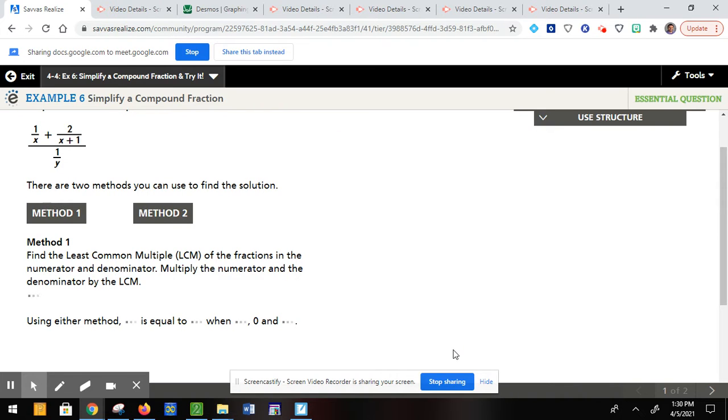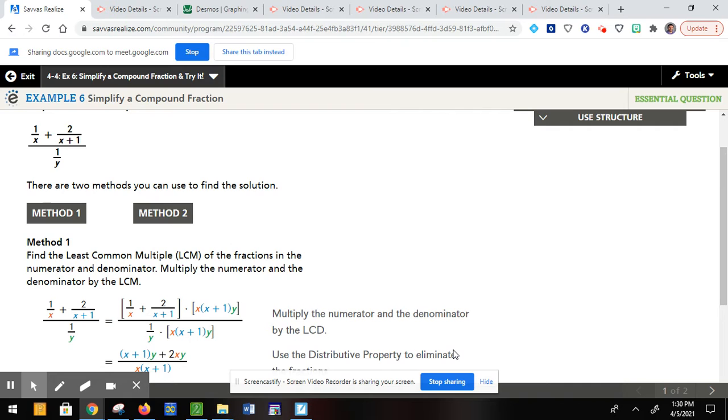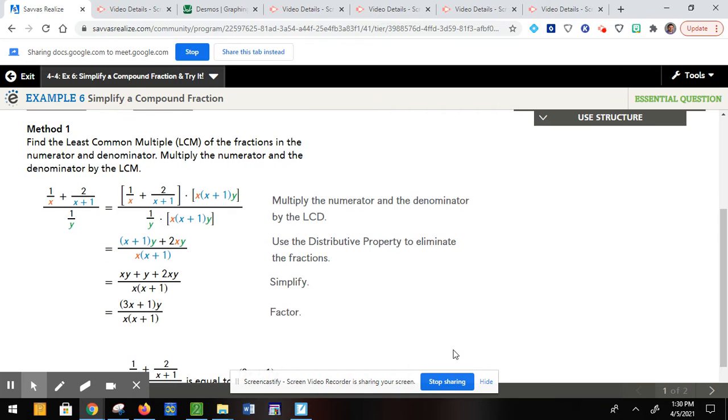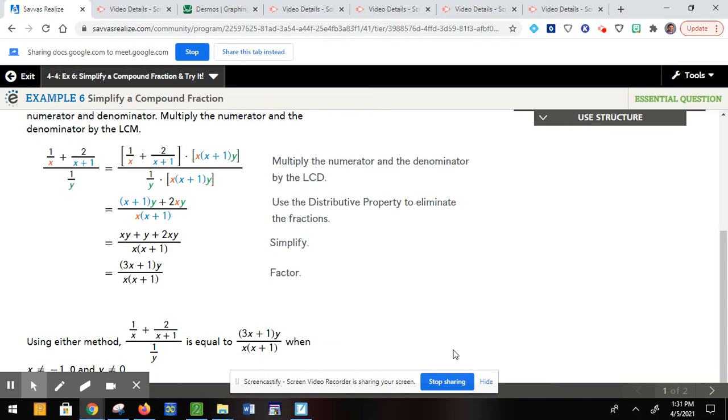All right, so method 1: find the least common multiple of the fractions in the numerator and denominator. So like the least common multiple between every fraction. Between the denominators of x, x plus 1, and y, the least common multiple would be x times x plus 1 times y. And you multiply that by numerator and denominator. Once you multiply and collect like terms, you're going to end up with 3x plus 1 times y over x times x plus 1.